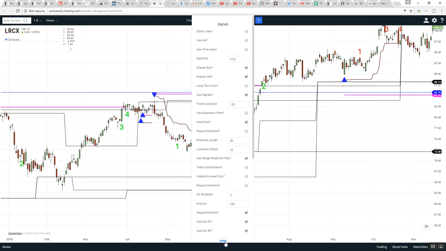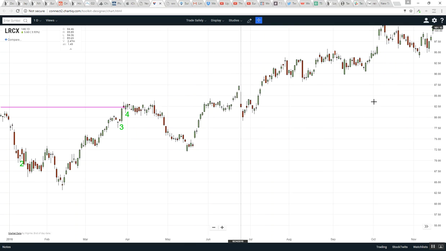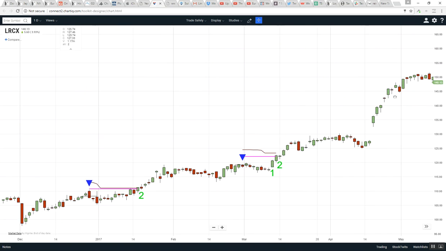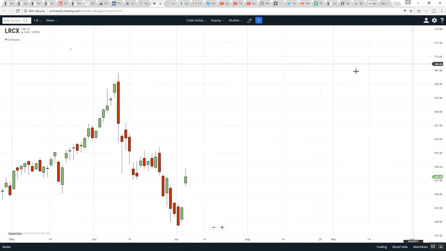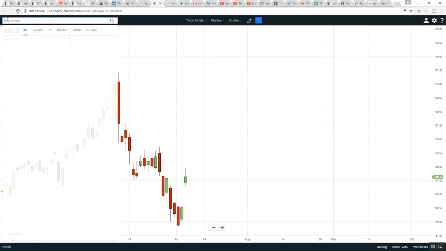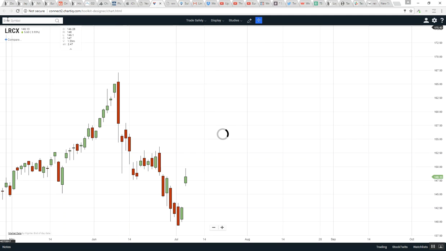So if we now just turn the support and resistance lines off and come back to the system itself, we'll just go to another market. Let's go to, say, gold. So that would be /GC.